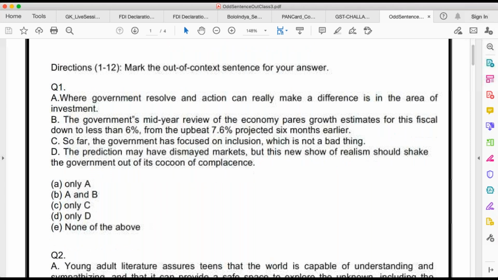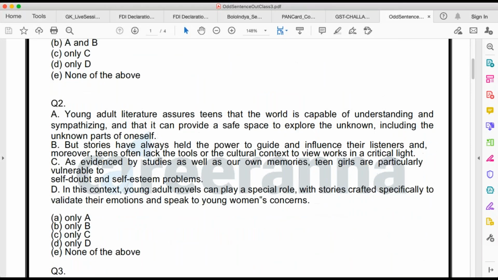Okay, moving to question number two. Tell me which one is the odd sentence out. You can take your time.